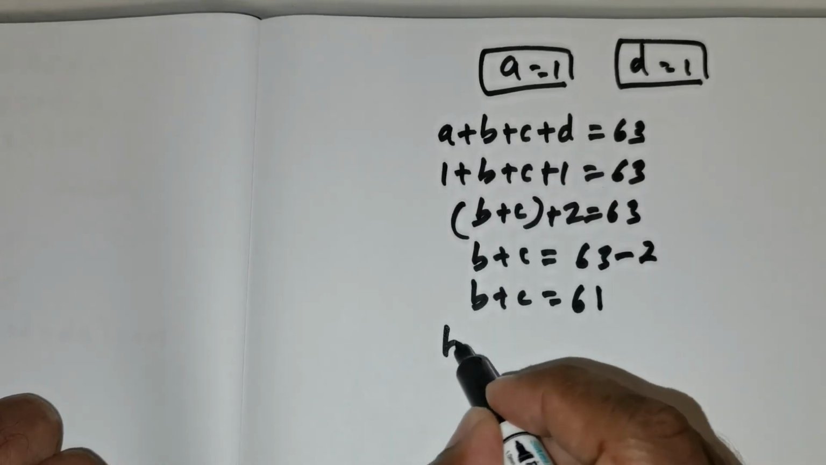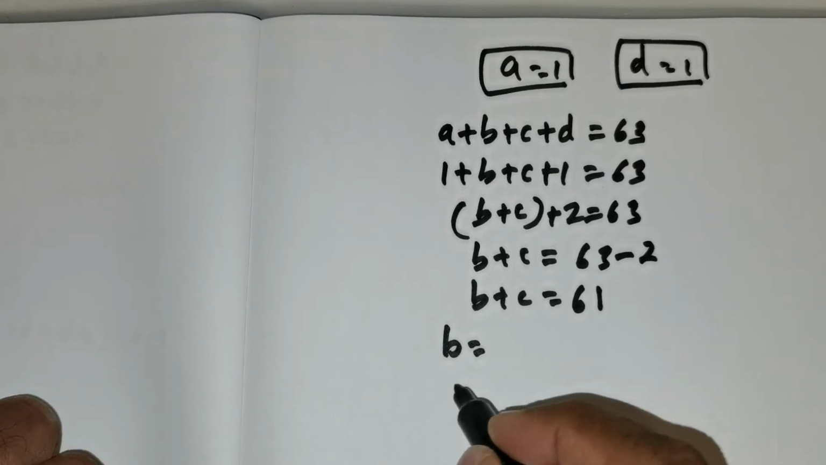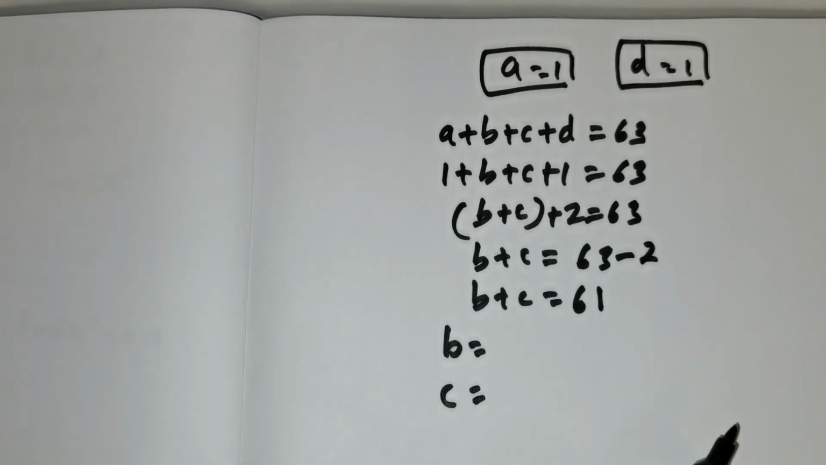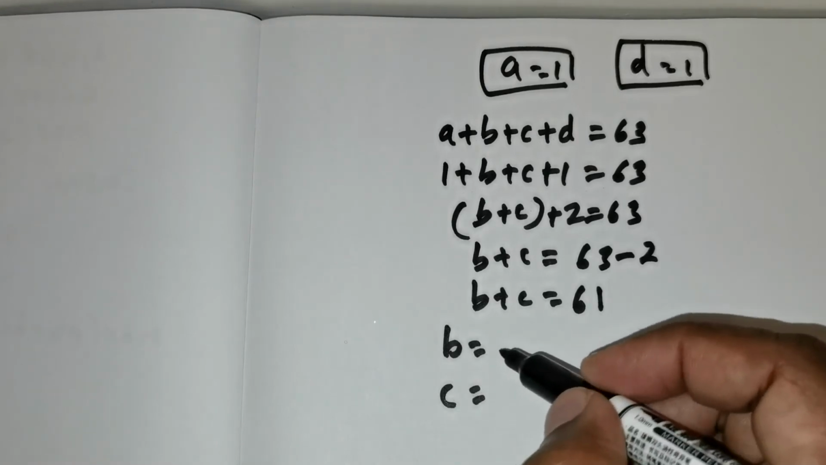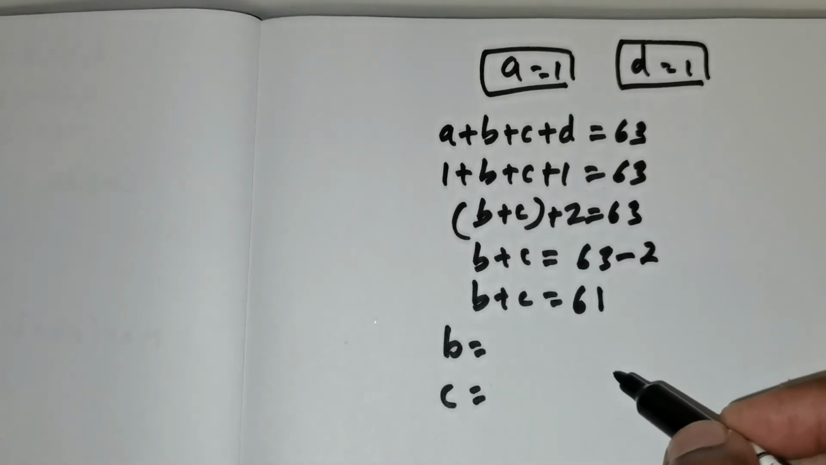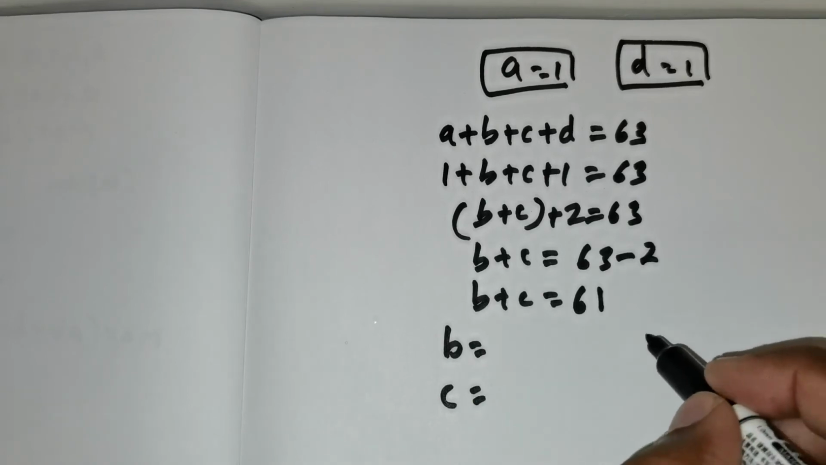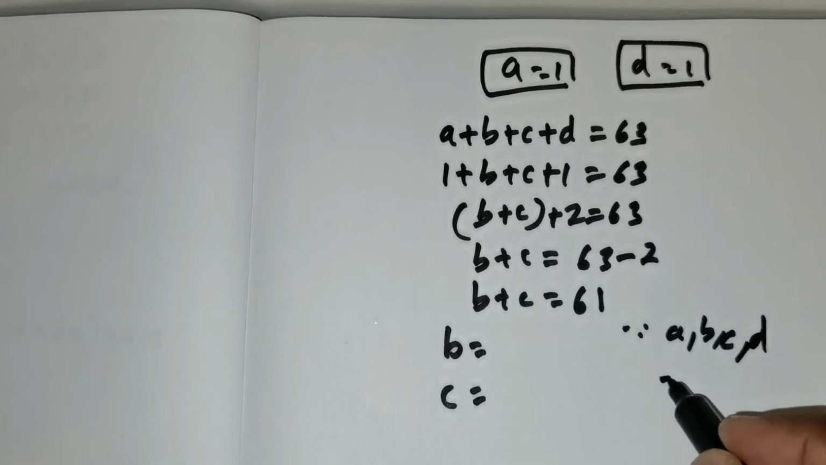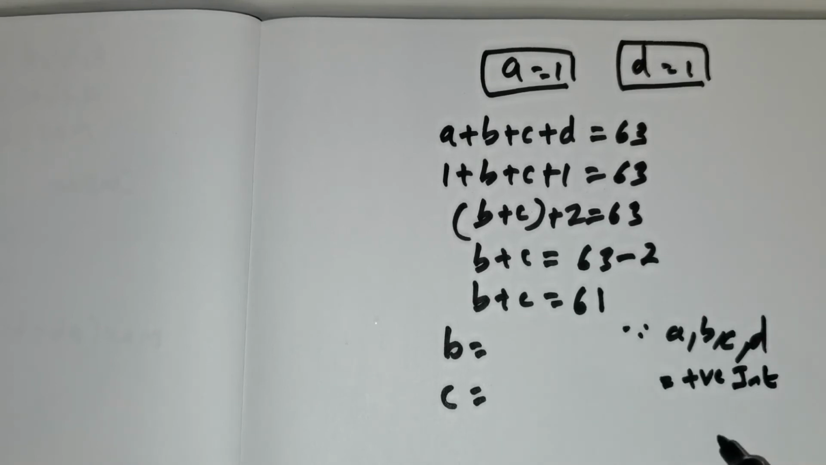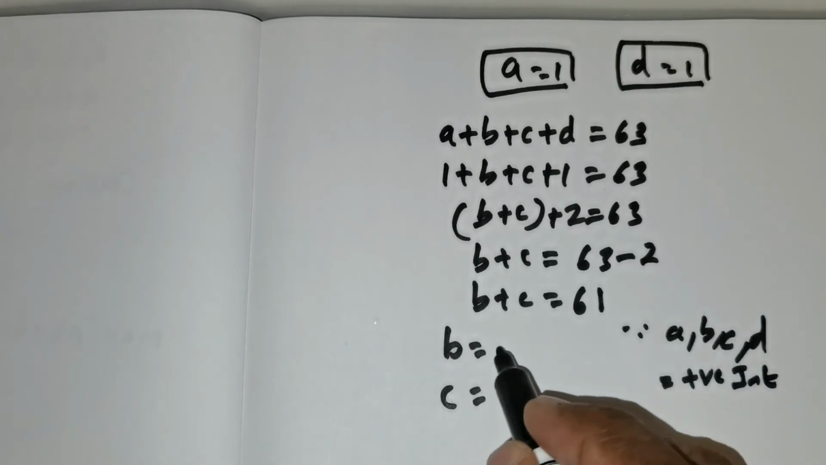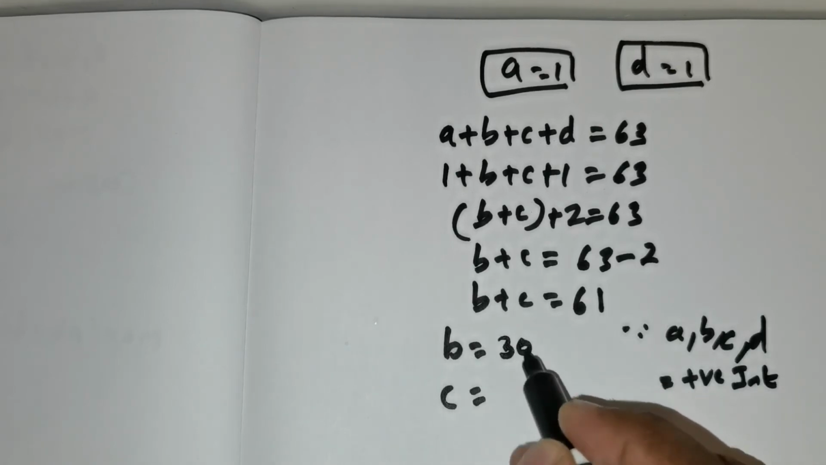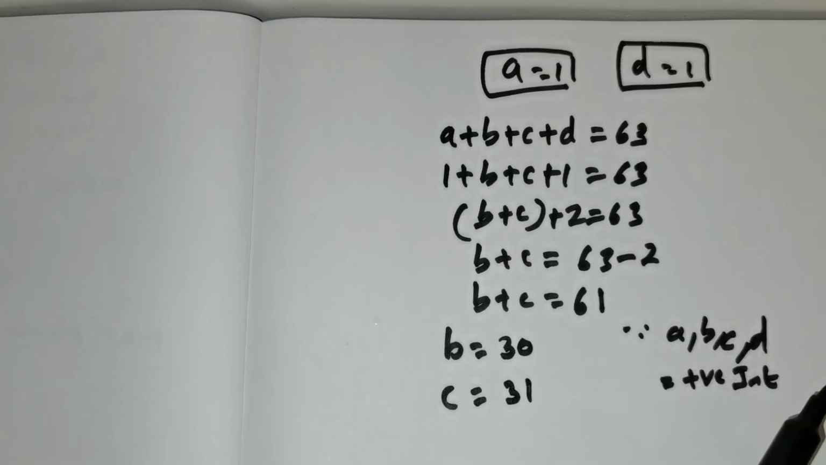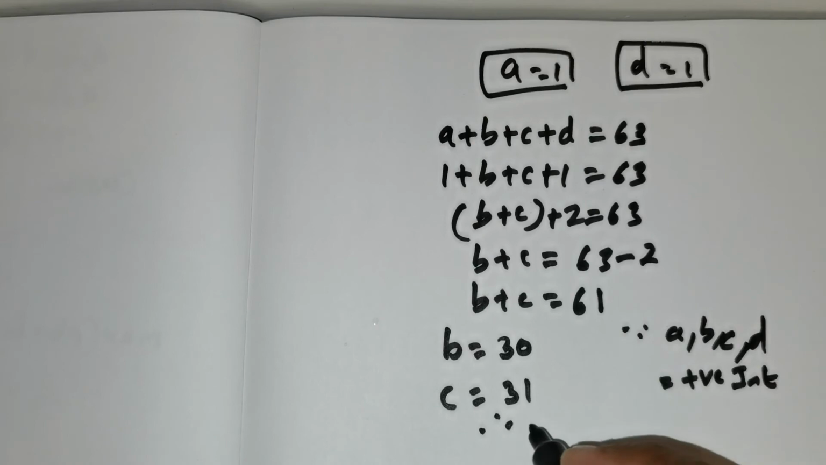Now, we have to have the value for B and the value for C, so that these two values added together would give us 61. A, B, C, and D are positive integers. So that would mean the only possible values that B and C can be would be 30 and 31. Of course, C can be 30 and B can be 31. It doesn't matter. So therefore, let us find out the maximum value.